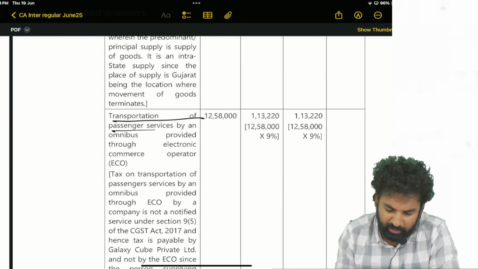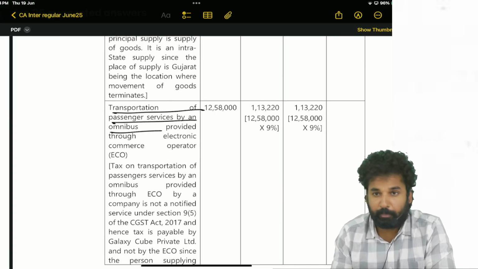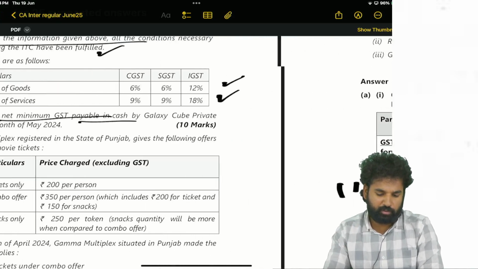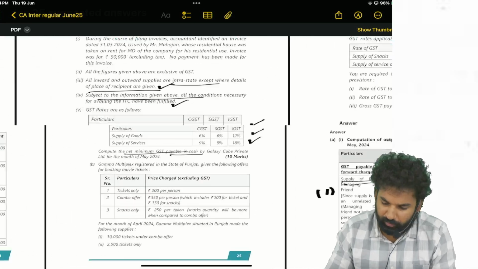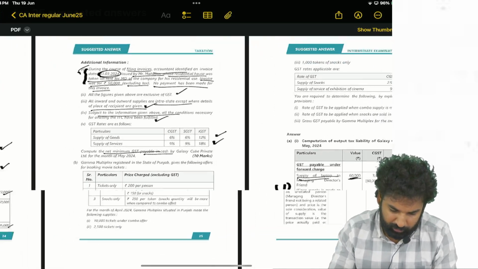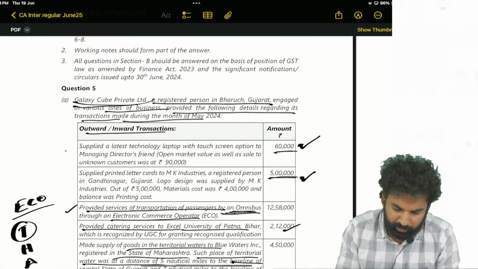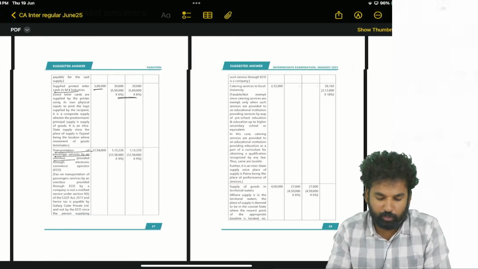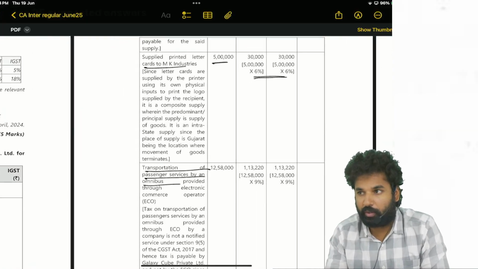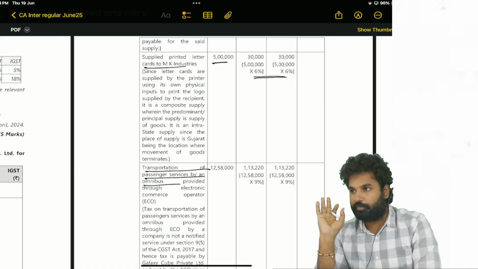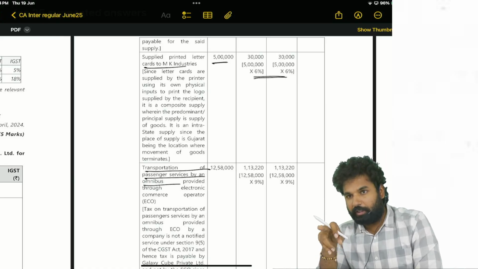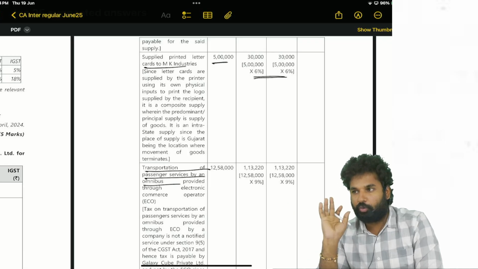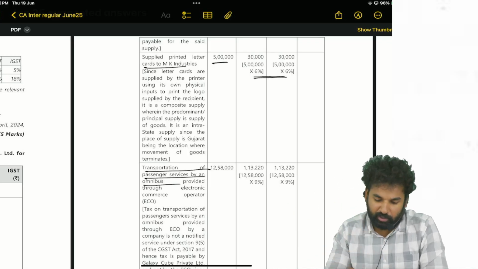Next, transportation of passenger services by an omnibus provided through electronic commerce operator. Who is providing in this case? So what is the name of this dealer? Galaxy Cube Private Limited. So Private Limited is running omnibus, then forward charge, ECO has to pay. Forward charge. Section 9, subsection 5, it is covered. Omnibus services, but omnibus is being operated by a Private Limited, then it is forward charge only. Omnibus has to pay tax. Omnibus is a private limited. So that's why this is the case.